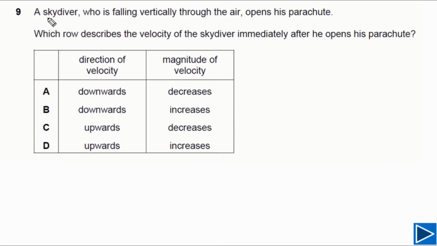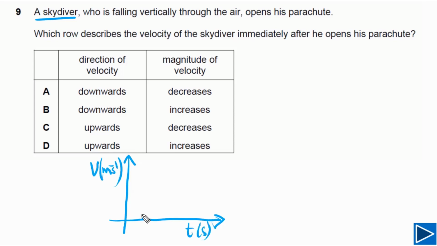This is a kind of typical question about a skydiver and terminal velocity. First of all, let's try to understand this question with the help of a v-t graph. So let me write velocity on the vertical axis and time on the x-axis. At the beginning, when the skydiver jumps, velocity of the skydiver will increase like this. Finally it will reach a terminal velocity. So at this point we call it the first terminal velocity.